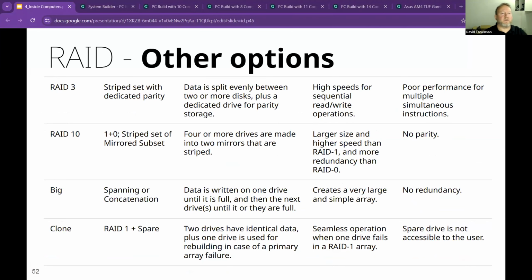There are other types of RAID out there. RAID 3 is a striped set with dedicated parities. Don't worry about that. You might not get asked any questions about that. RAID 10 is our 1+0. So this is a striped mirror. Essentially what we have is a stack of disks that we're striping to really fast. And then we take another bunch of disks and we simply copy exactly what is being written to that. So that is a striped mirror.